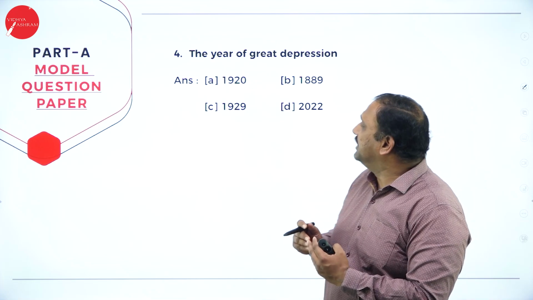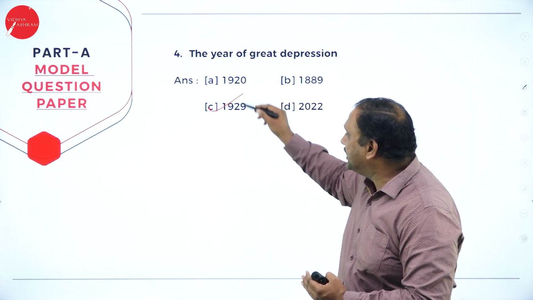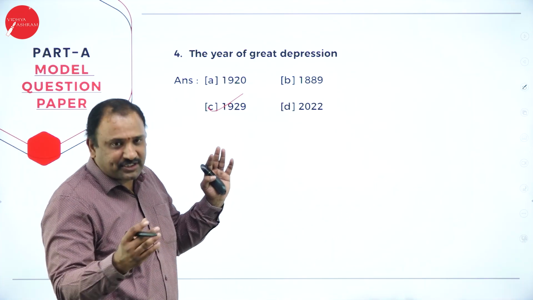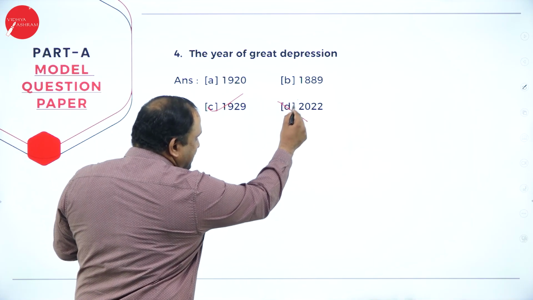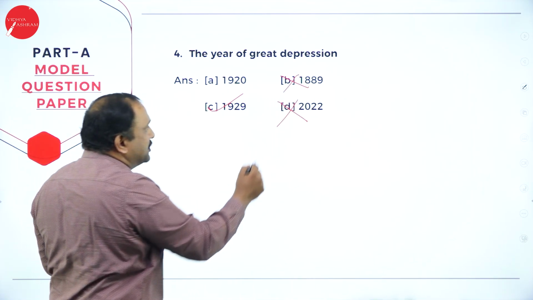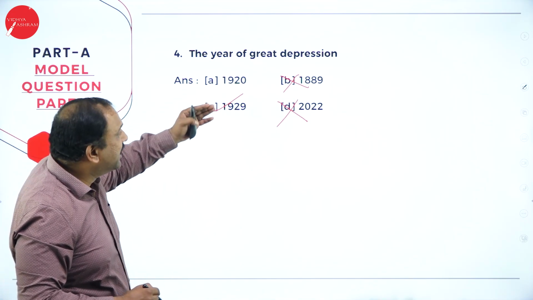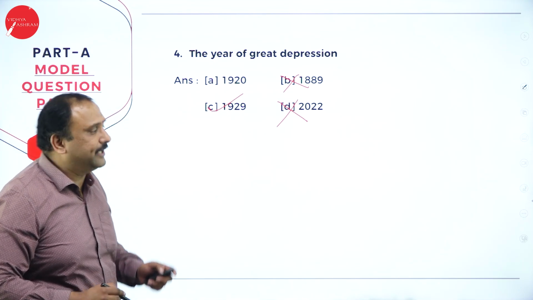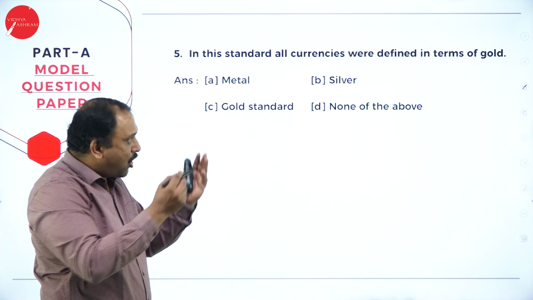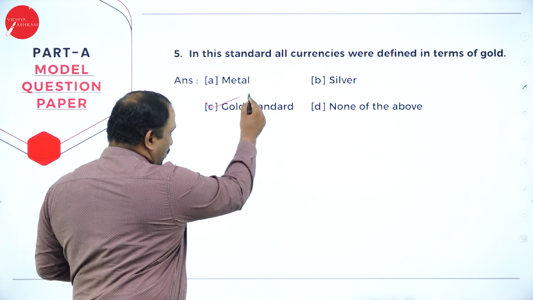Followed by the year of Great Depression. The year of Great Depression was 1929. Now, this is a challenging question. Though it's simple, 2022 cannot happen at all. 1889 is way behind. So the chances are 1920 versus 1929, and the obvious answer is 1929. In the gold standard, all currencies are defined in gold. Obviously, the answer is given there automatically. So it is gold standard.